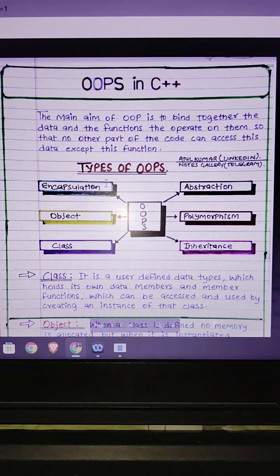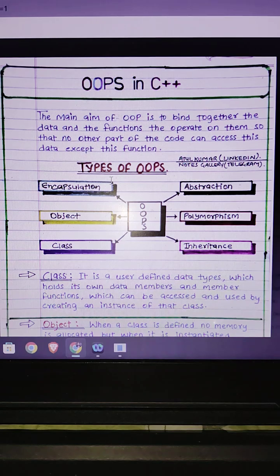The main aim of OOPS is to bind together the data and the functions that operate on them, so that no other part of the code can access the data except these functions. Mainly OOPS is object-oriented programming in which we bind together the data and the functions and operate on them.